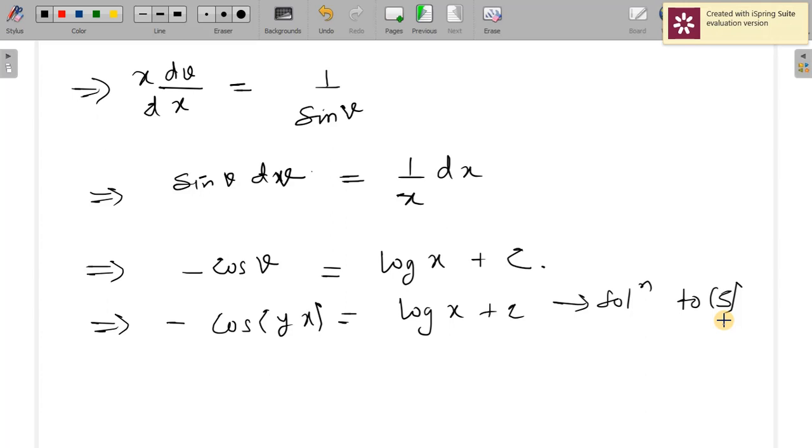So that's all for today's lecture. In the next lecture we will see some more methods to solve the first order differential equation. So I wind up this class by concluding that we have learned how to solve the homogeneous differential equation of first order. Thank you for watching the video.